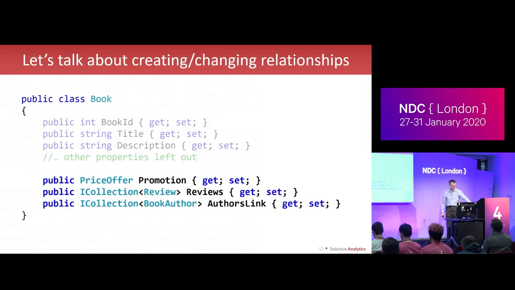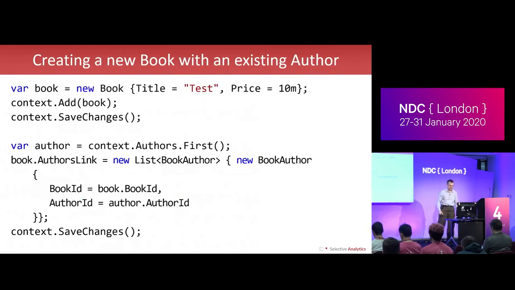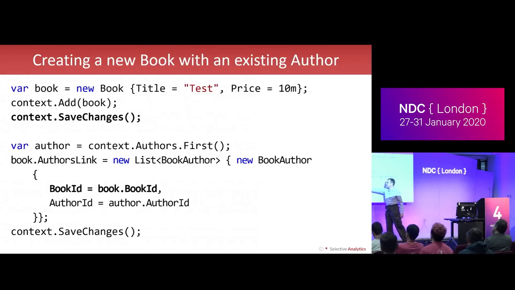Okay. So we've read things from the database. Now we're going to talk about pushing things out to the database. In my book, I've got my one-to-one, my one-to-many, and my many-to-many relationships. And I've decided I want to create a new book with an existing author. So this is one way of doing it. You create the book, you save it, you get the primary key, and you fill in the linking table, which has to have these foreign keys filled in. So that's one way to do it.